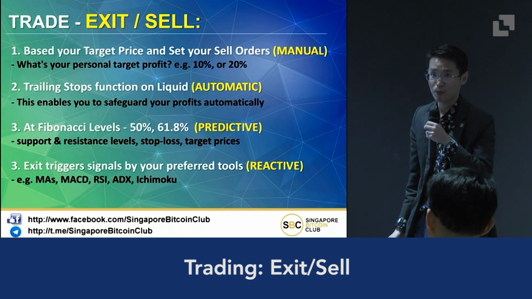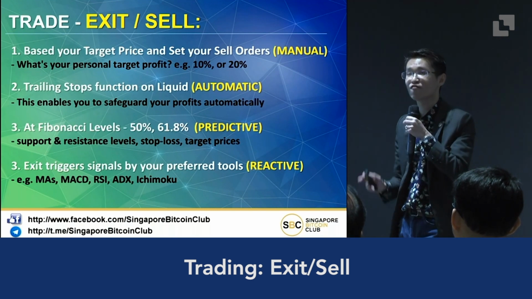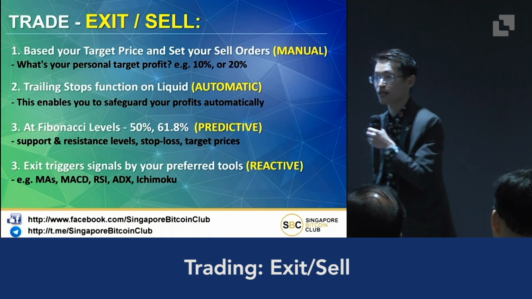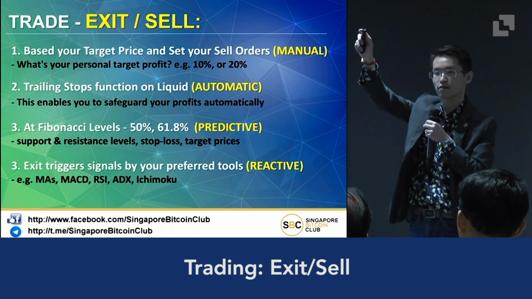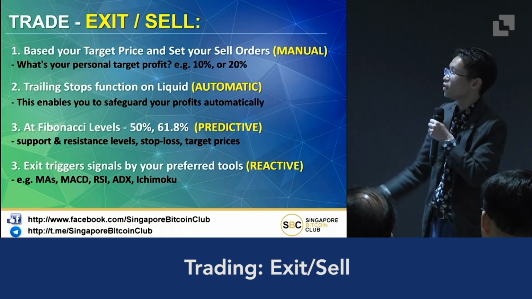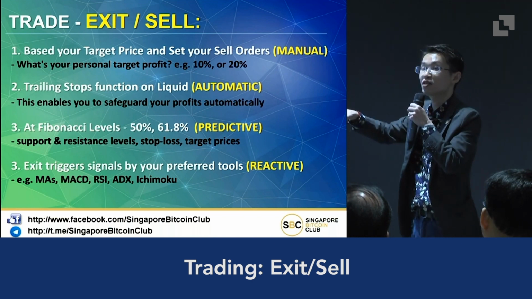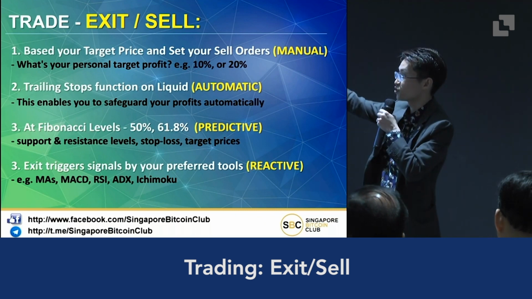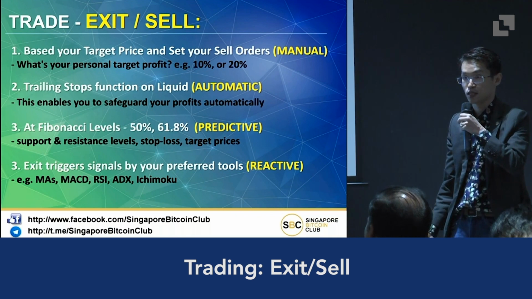What about exit? People ask, how do I know where to sell? Basically, only four scenarios. First scenario is that I already set my target price. I want to make 10%. That's about it, because it's my personal target price. I'm happy about it. The second way, more on the automatic one, I can set my trailing stop function. Later I'll elaborate more on trailing stop. This will enable you to safeguard your profits automatically.